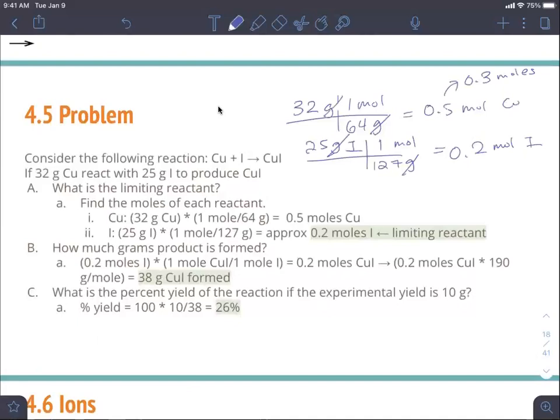And then how many grams of the product would be formed? So that is another pretty simple stoichiometric equation. That's just 0.2 moles of iodine. And you have to use a limiting reactant here because remember, the limiting reactant is what basically controls product formation.